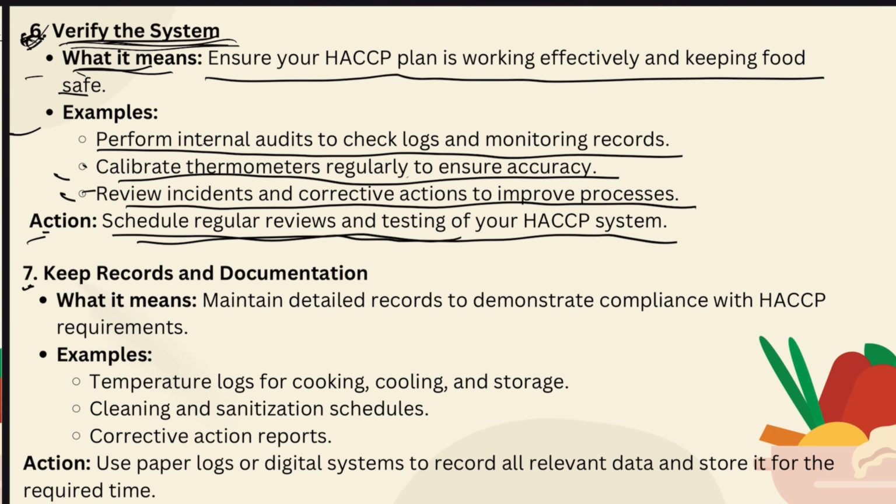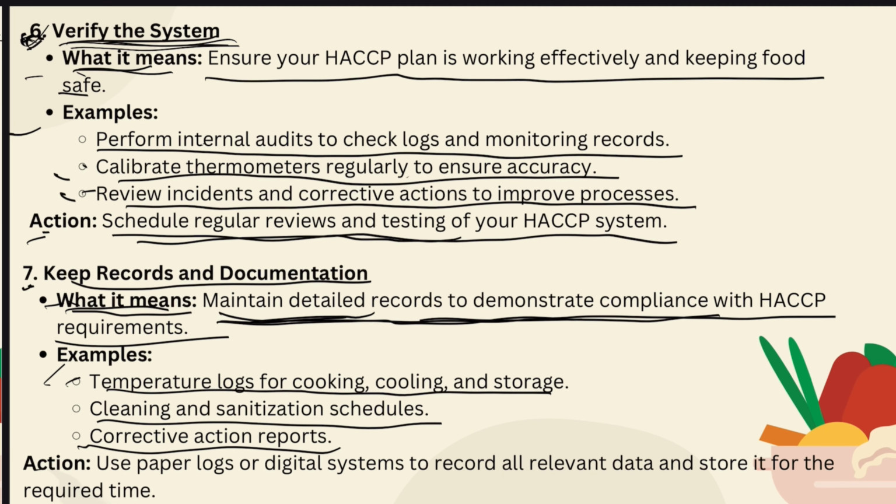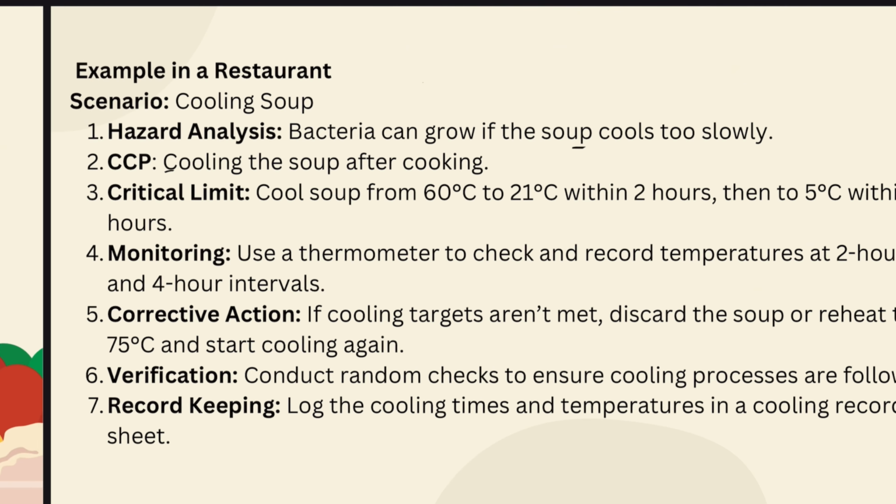So number seven, keep records and documentation. What it means: maintain detailed records to demonstrate compliance with HACCP requirements. Examples: temperature logs for cooking, cooling and storage, cleaning and sanitization schedules, corrective action reports. Actions: use paper logs or a digital system to record all relevant data and store it for the required time.